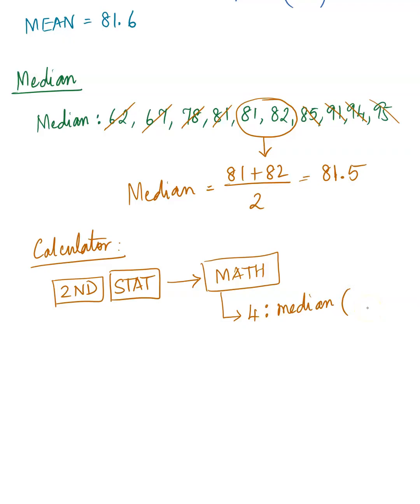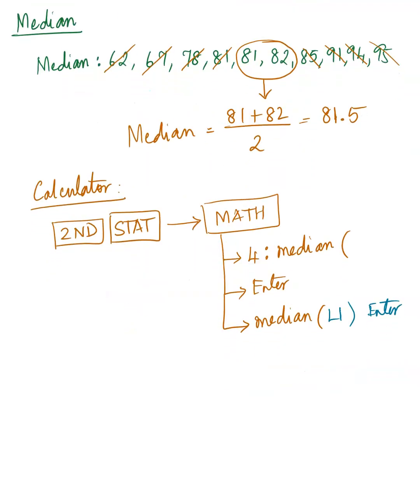And it opens up like that. So hit enter, and then it gives you in a new screen, median, open parentheses. So enter L1 and close parentheses and hit enter. And that gives you the answer for median as 81.5, which is what we got. What it did for us was, because it's a calculator, it kind of sorted it in the background and gave us the answer. It doesn't reveal that sorted version to us. It just gives us the answer.